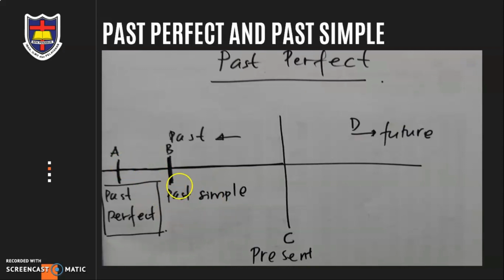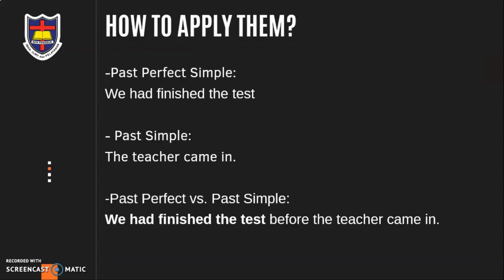Okay, so next, now how to apply them? How to apply past perfect and past simple in one condition. I start with separate positions. Past perfect: we have finished the task. Past simple: the teacher came in.